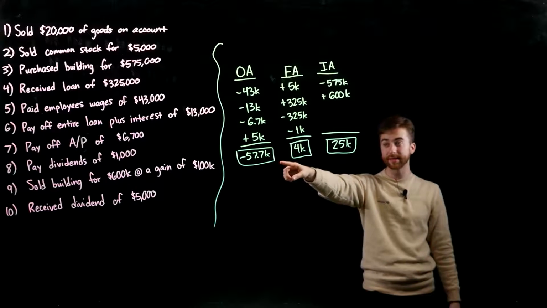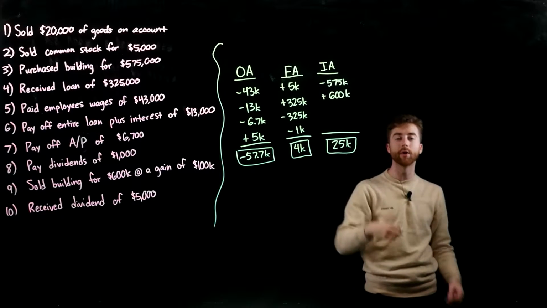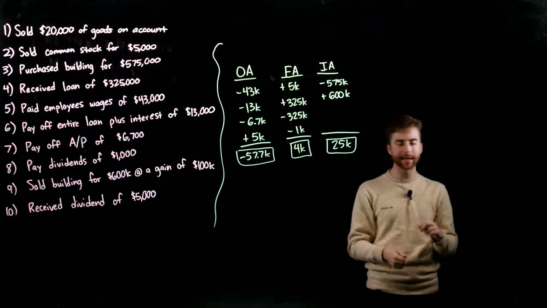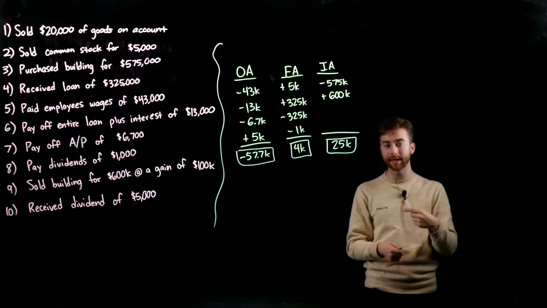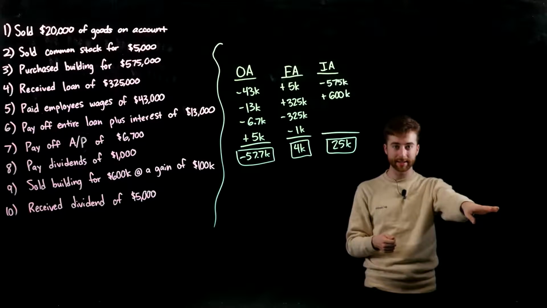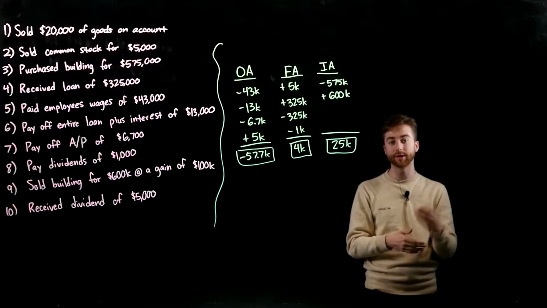So paying dividends of $1,000 is actually a cash outflow under financing activities, because again, it's the other side of that same coin. The financing activity coming in is what led to us paying that dividend, so it must be a financing activity going out.